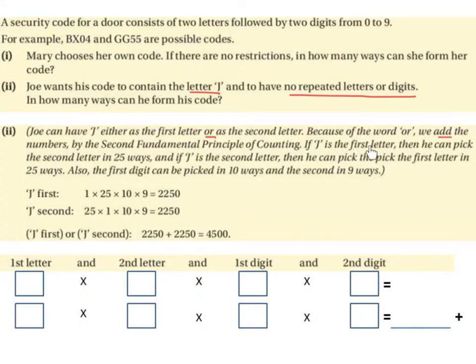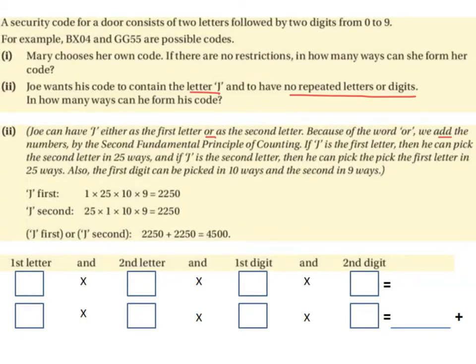If J is the first letter, then he can pick the second letter in 25 ways, because remember, he wants no repeated letters or digits. And if J is the second letter, then he can pick the first letter in 25 ways. Also, the first digit can be picked in 10 ways and the second in 9 ways. So whatever number he chooses for the first digit, that option is then gone, and there are 9 left for the second.